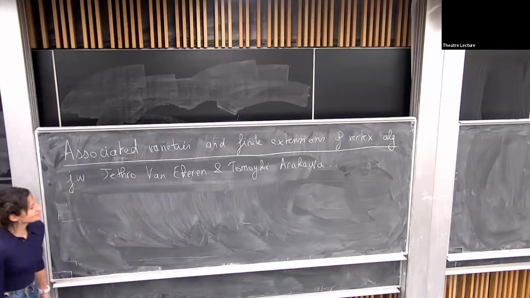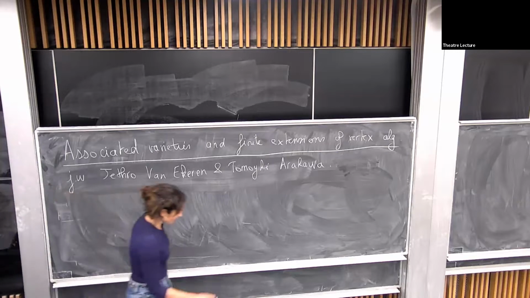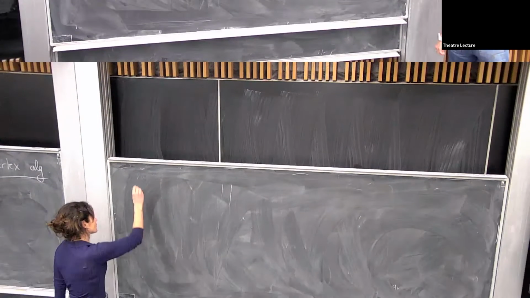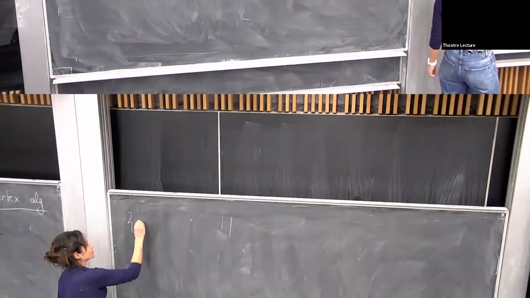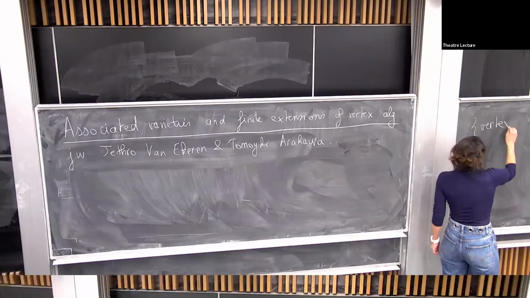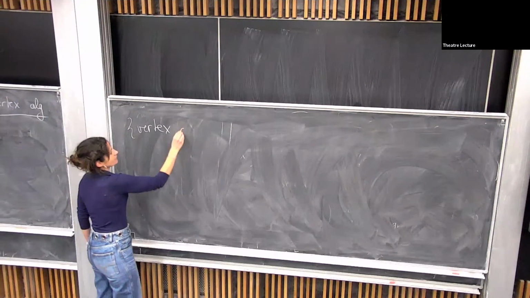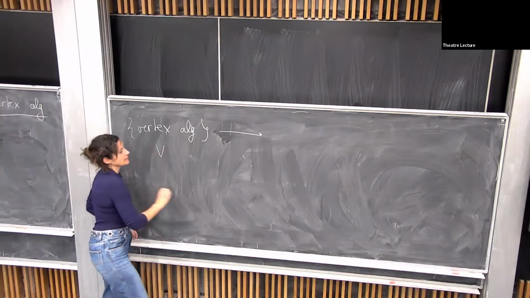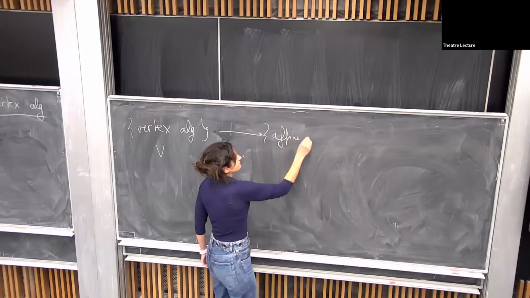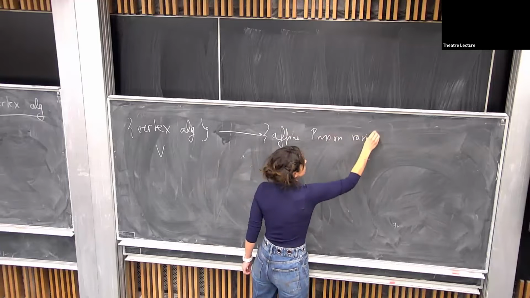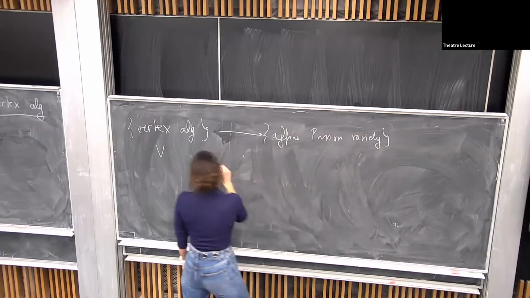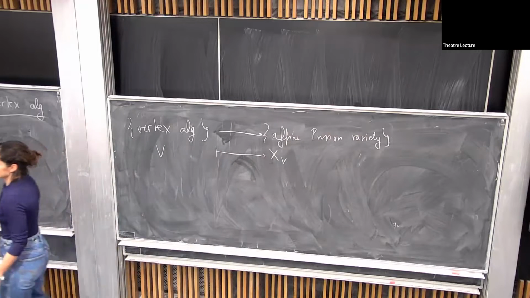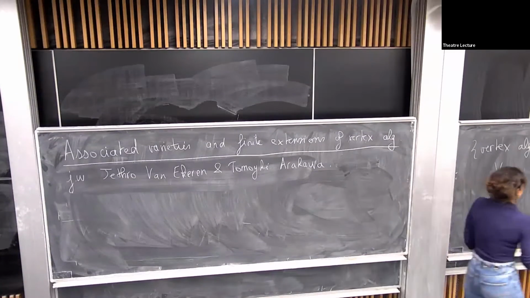So, you mentioned the title. Maybe I would like to first recall that there is a contravariant functor from the category of vertex algebras, which associates to any vertex algebra a certain affine Poisson variety that we denote by X_V, and this is called the associated variety of the vertex algebra.